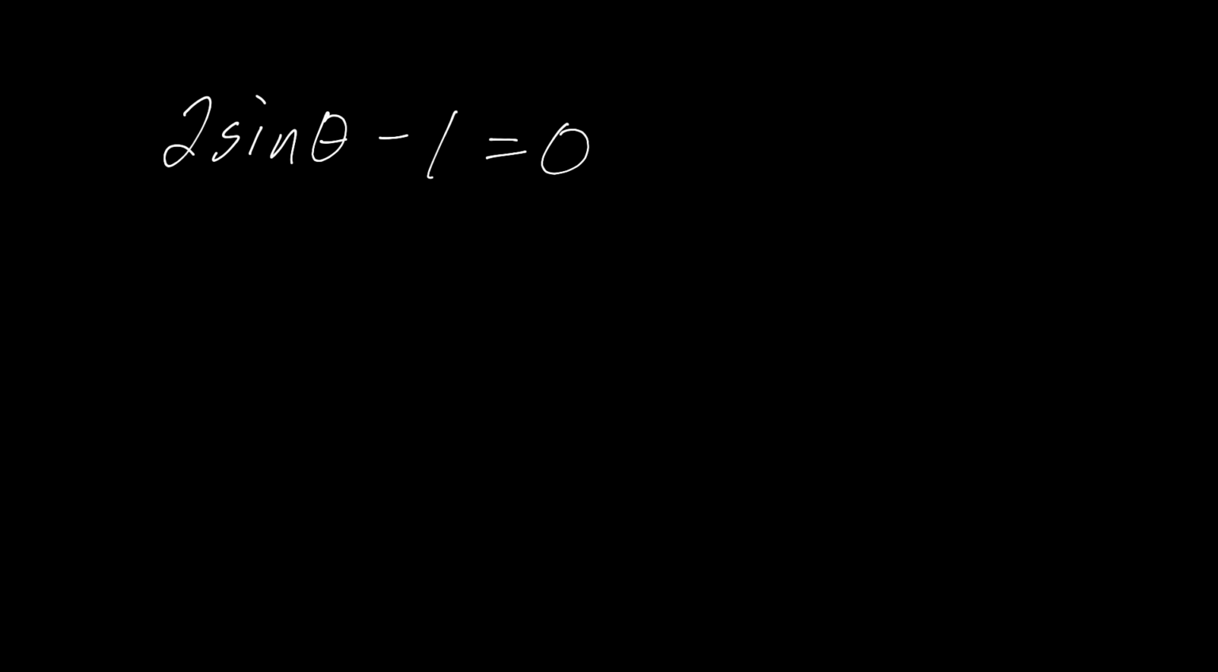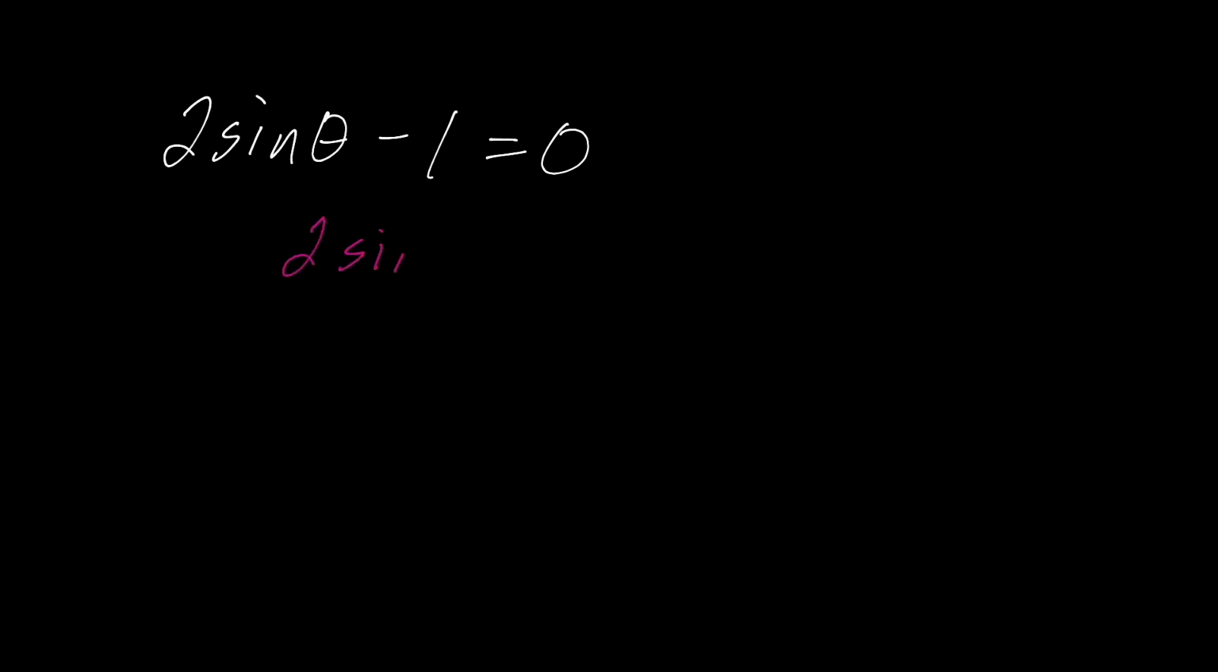Finally, let's add one more step to this: 2 sine of theta minus 1 equals 0. We're trying to solve for theta, so let's get rid of the minus 1.